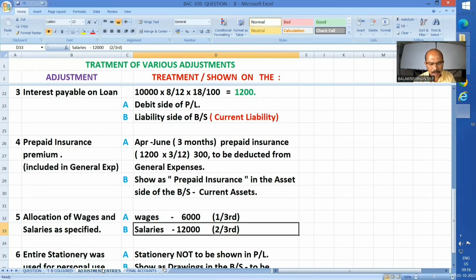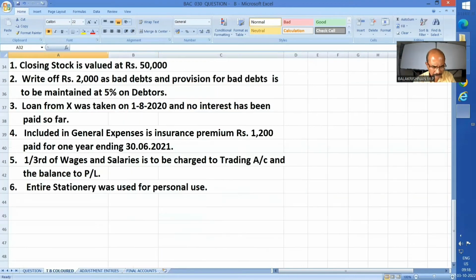And what is the amount of prepaid insurance? For 3 months, April to June, for the entire 1 year, 1,200, in that 3 months will be 300 rupees. That is the prepaid part of the insurance that you deduct from the general expenses. Thereafter, show it as an asset, the balance sheet, as a current asset. That's all. And next one.